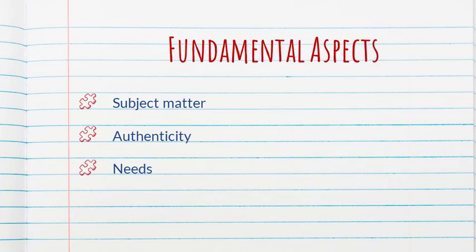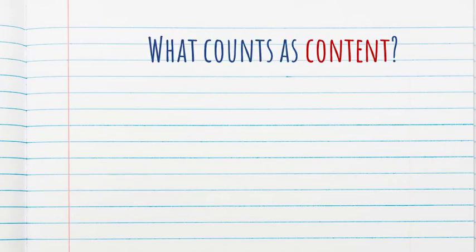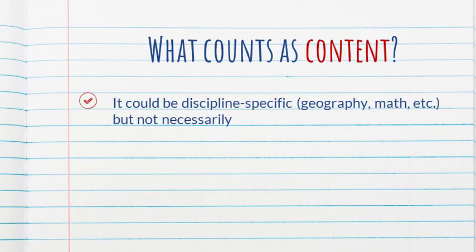So what are some fundamental aspects of all versions of CBI? The author mentions these aspects: subject matter, the content, obviously, authenticity, and needs. So let's go one by one. What counts as content? That is a big question. It could certainly be discipline specific: geography, math, science, etc. But not necessarily. It could be thematically related, but it's not specific to just one discipline.